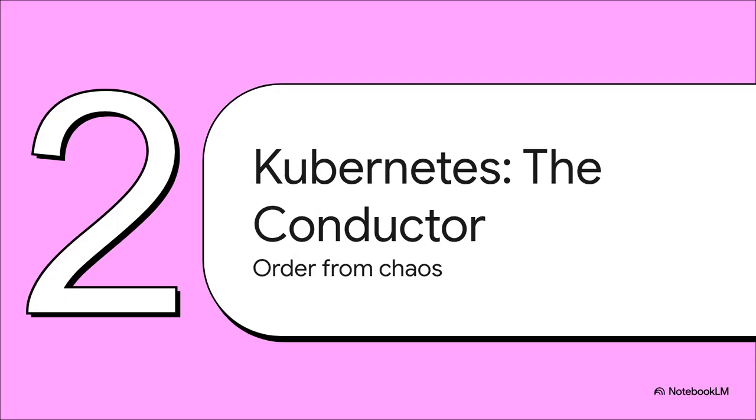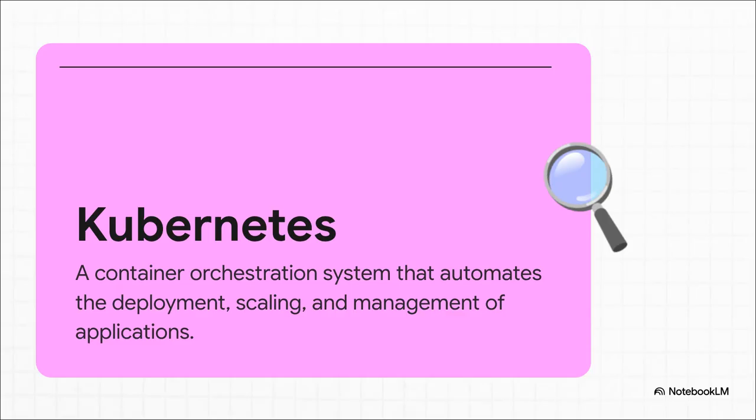And this is where Kubernetes steps onto the stage. If your containers are all the individual musicians in an orchestra, then Kubernetes is the conductor. It's the one making sure every single part works in perfect harmony to create, well, not a symphony, but a perfectly functioning application. So what is it, officially? Kubernetes is a container orchestration system. And that word orchestration is everything. See, it doesn't build your containers, but it directs them.